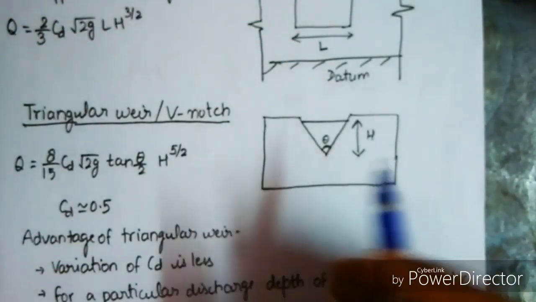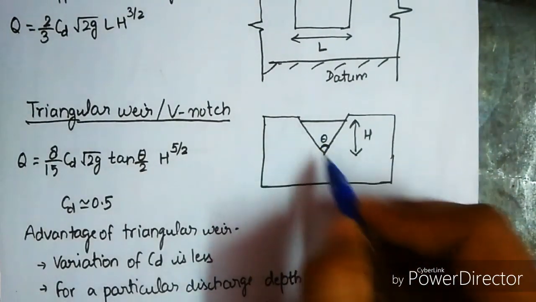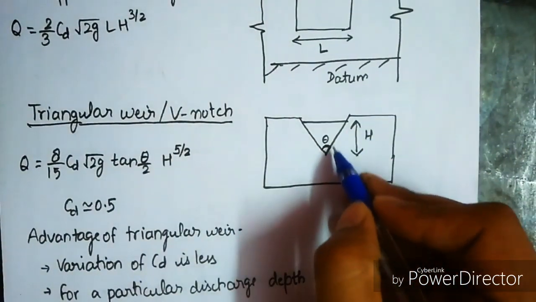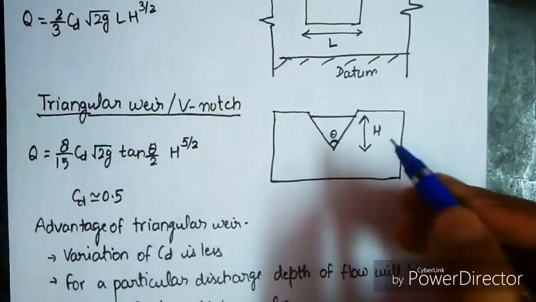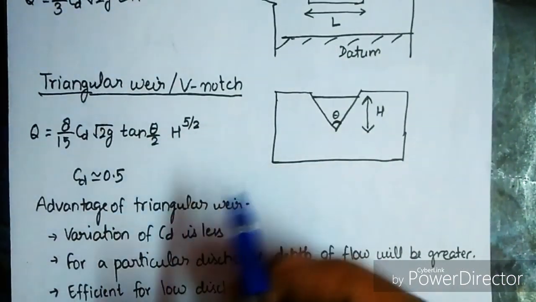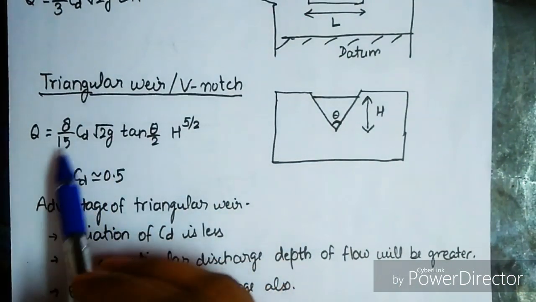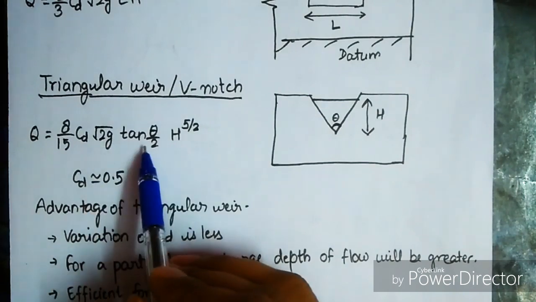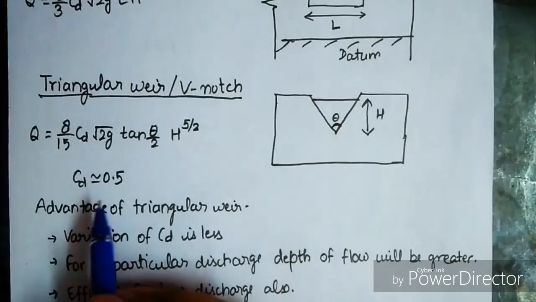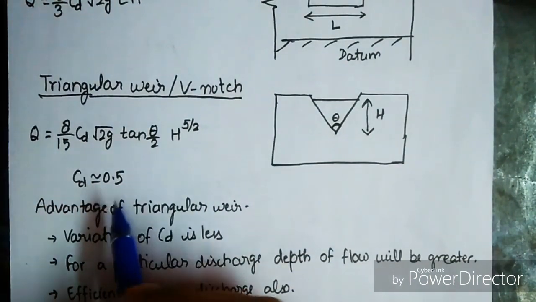Now for the triangular weir or V notch, this is the triangular weir. Okay, this is the theta angle and the height is H. Here we are having the formula of discharge as 8 by 15 CD root 2g tan(theta by 2) H raised to the power 5 by 2. CD is 0.6 in this case.